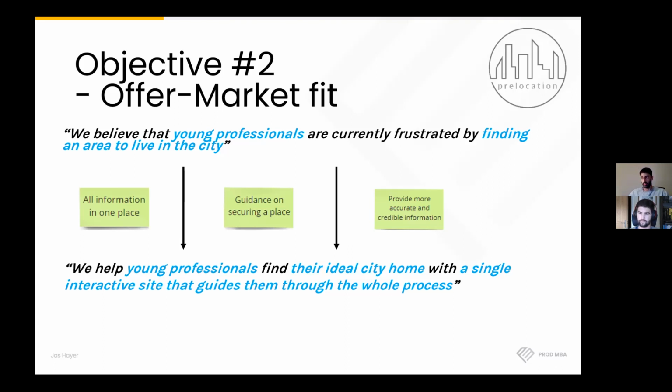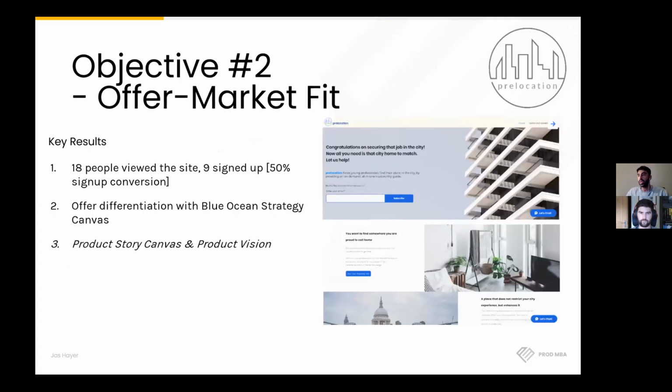So with this, I put down that it would be a single interactive site that would guide them through the whole process. So that was our overall MVO. In terms of validating this MVO, we've got the information from our audience through those discovery calls, and now we've come across what we think is the MVO, but we need to again validate this.